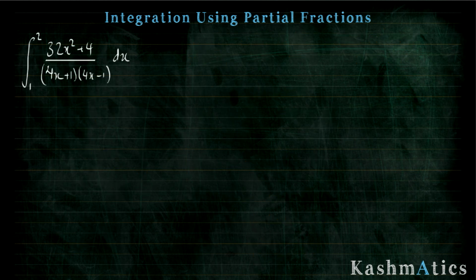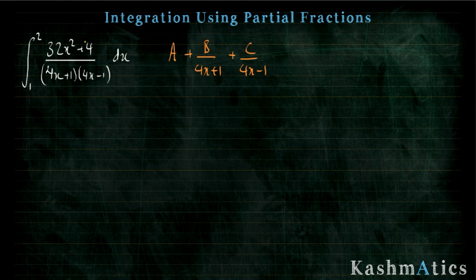In this last example, I've got another improper fraction, and I'm going to deal with this one slightly differently. Now, in this one, the degree of the top is the same as the degree of the bottom, and when that happens, you have a constant at the beginning, so in this case a, plus the rest of it gets split up as you normally would. So b over 4x plus 1, add c over 4x minus 1.